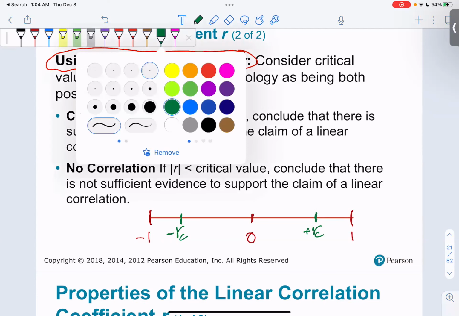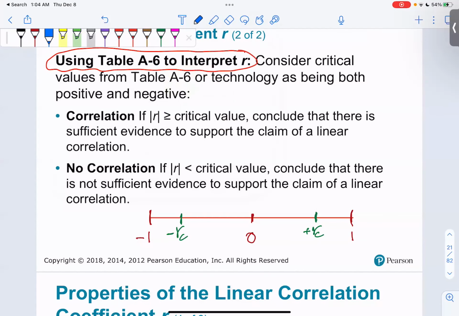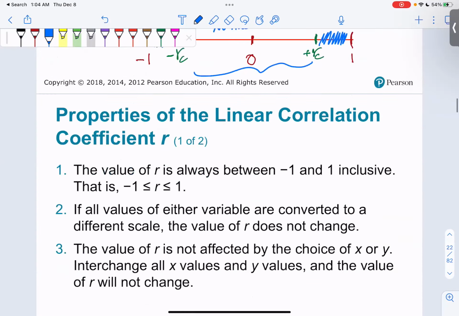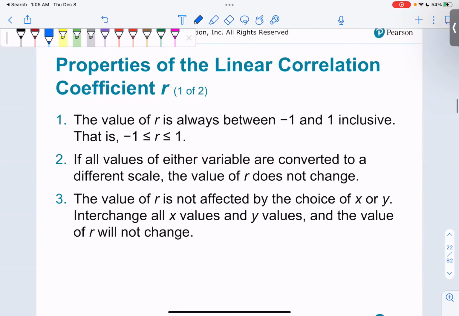So if we get a value here or here when we calculate the correlation, then we say that, okay, yes, we have a linear relationship between those 2 variables. But if we have the value here in between, we can say there is no linear correlation between those 2 variables. And here, remember, the value of correlation is between -1 and 1.